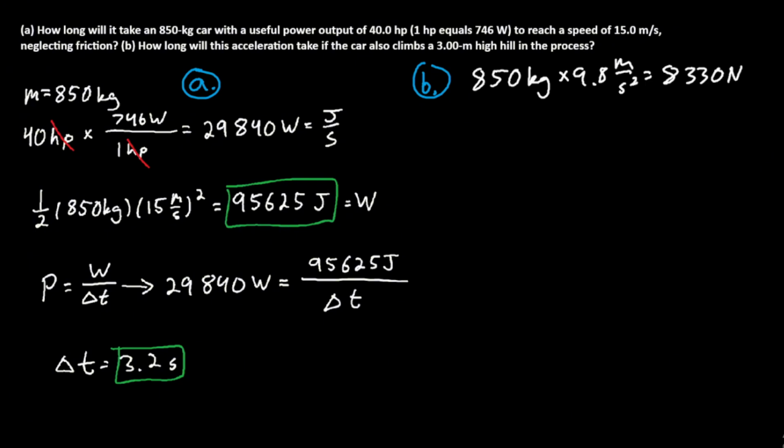The gravitational force on the car, not of the car, is equal to 8,330 newtons. So we can calculate the work needed to lift the car up 3 meters given a force and a height change. The height change is equal to 3 meters.